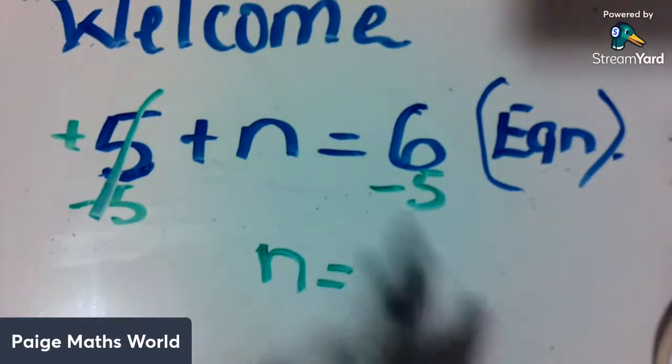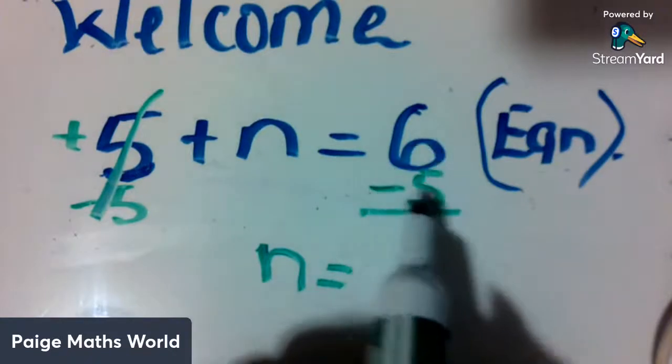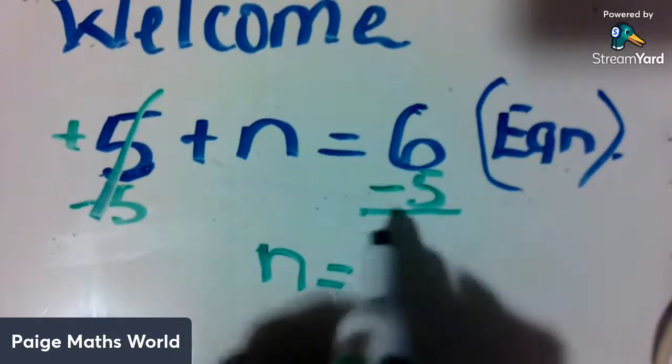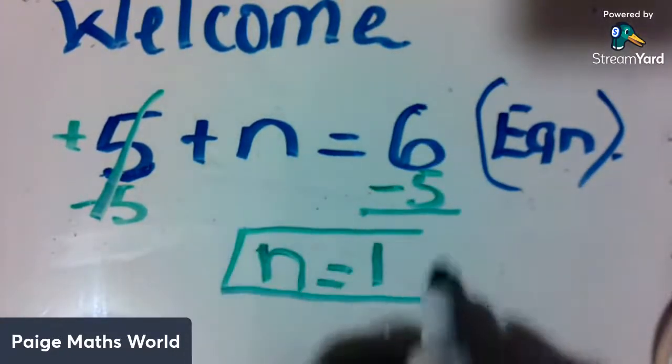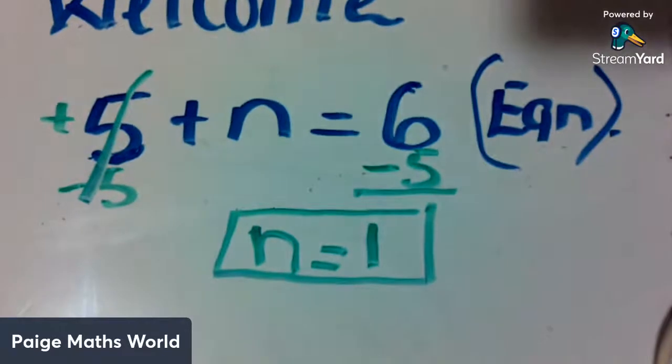And we're going to simplify this other part of it. 6 take away 5 is 1. And so we know that n is equal to 1, right? And this is how we solve a very simple math equation, because you're just trying to get rid of what is hanging onto that variable.